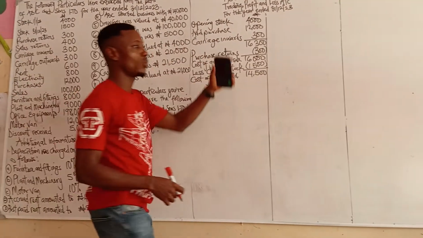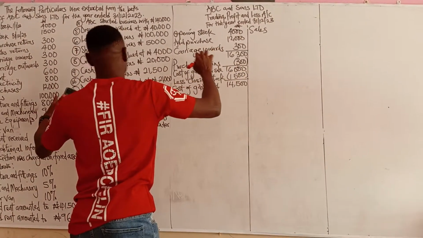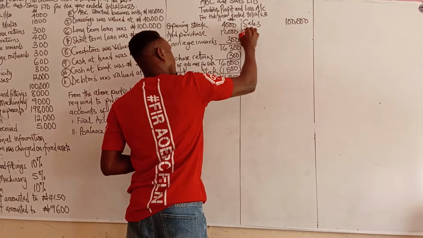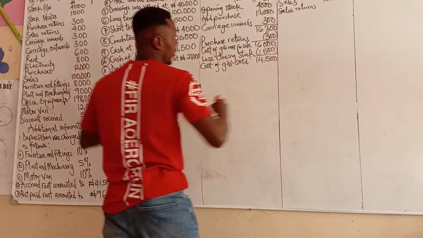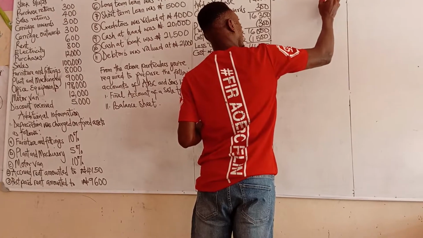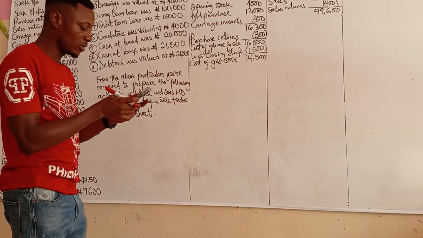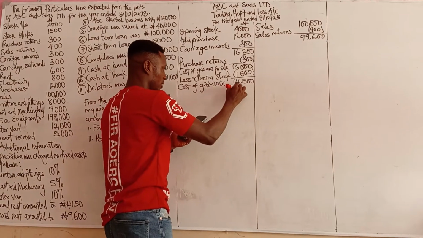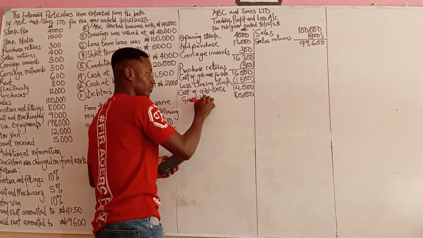Then, we go to our credit side where we have our sales. The amount of sales, according to our particulars, is 100,000. Now, we less sales return or return inwards, depending on the terms that is used. Our sales returns is 400. In brackets, if we subtract, we have 99,600. Now we are going to subtract 14,500 from 99,600, which will give us 85,100. So this becomes my gross profit.